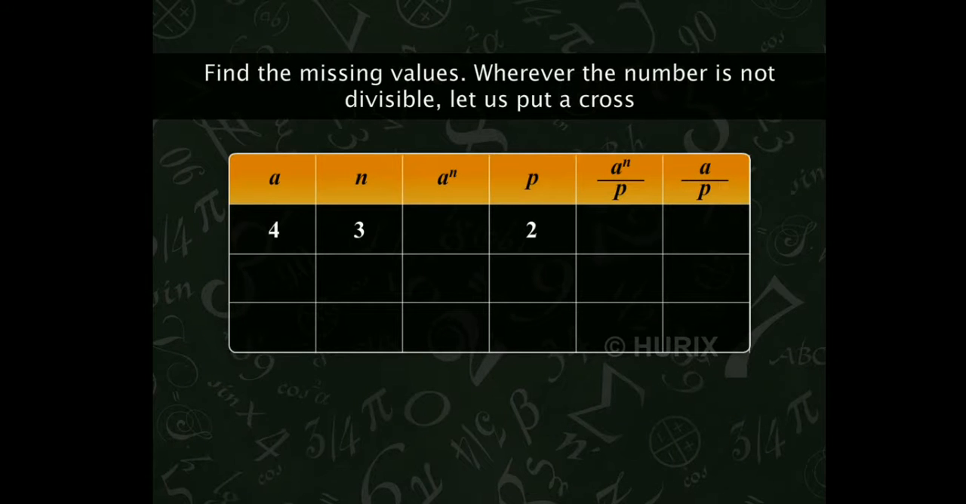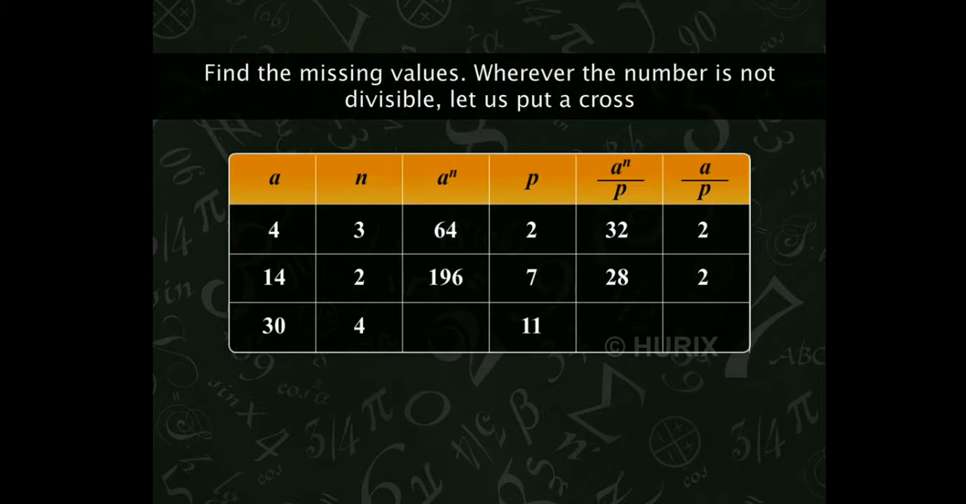Look at the values given for the variables a, n, and p and fill in the missing values. 4 raised to 3 gives 64. 64 divided by 2 gives 32, and 4 divided by 2 gives the answer 2. Let us look at the next set of values. 14 raised to 2 is 196. 196 divided by 7 gives 28, and 14 divided by 7 gives 2.